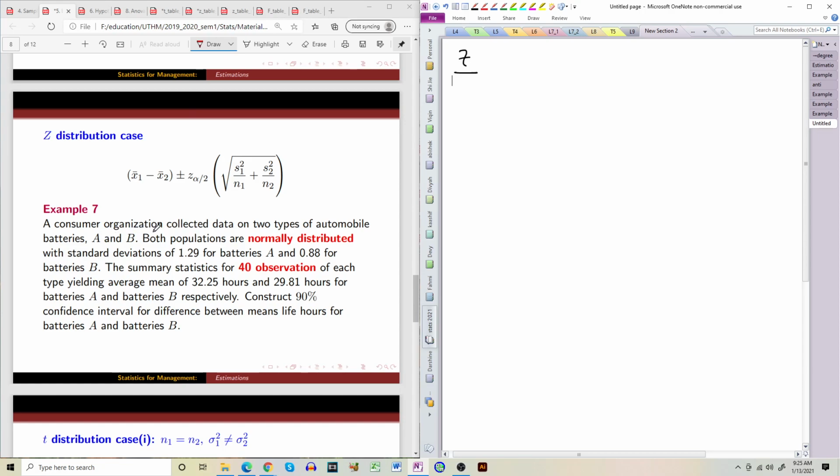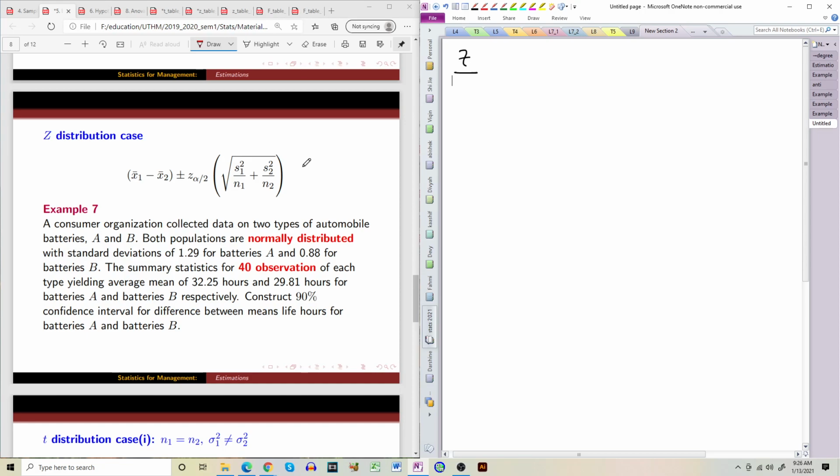The consumer organization collected data on 2 types of automobile batteries, A and B. Both populations are normally distributed. For you to use this formula, it looks a little bit messy. After this they are even messier, but all of this can be done when you do the tutorial and the past year papers. I'm again insisting all of you do the past year papers. You will be happy later on.